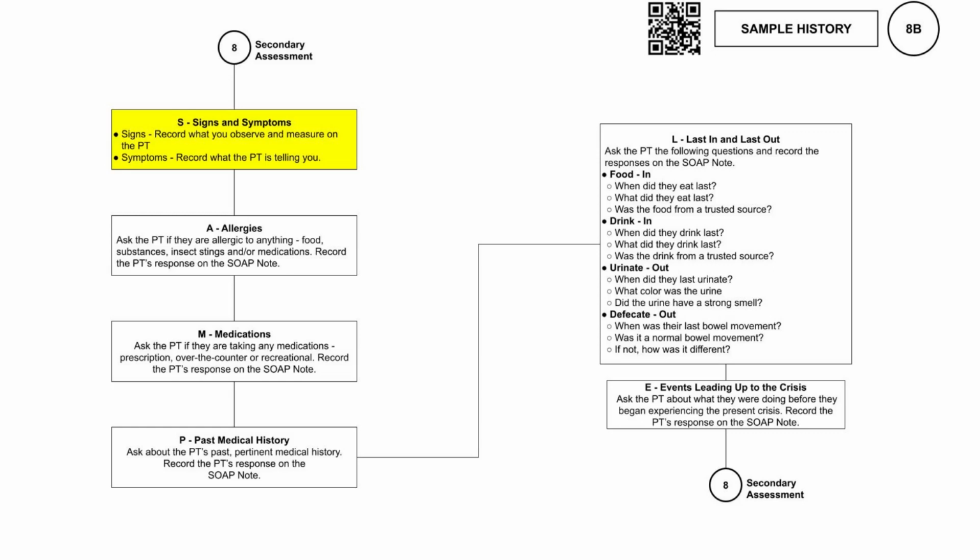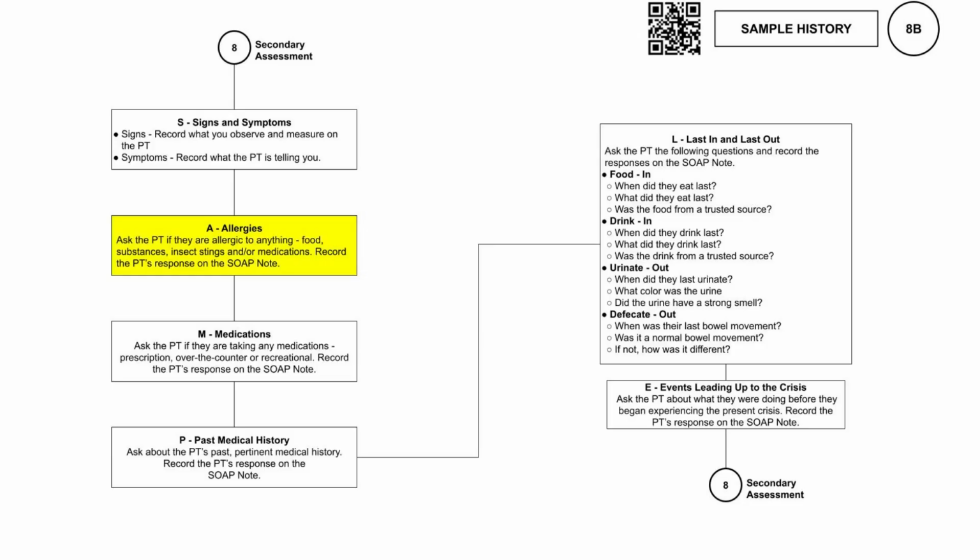S, signs and symptoms. The distinction between signs and symptoms is fundamental. Signs are observable indications such as altered skin color, pulse rate, or vomiting. Symptoms, on the other hand, are subjective experiences reported by the patient, like nausea, headache, or pain.